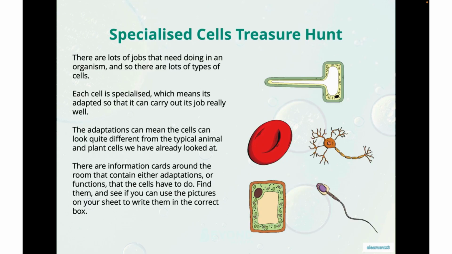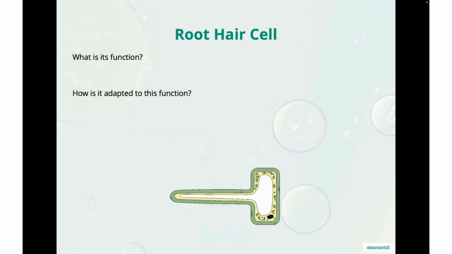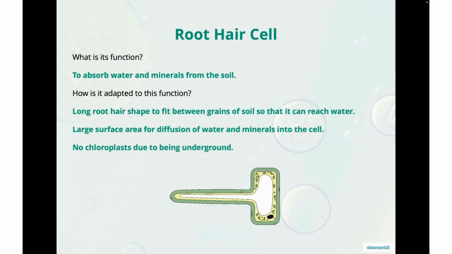Specialized cells treasure hunt. What is the function? So, root hair cell: it absorbs water and minerals from the soil. Long hair shape to fit between grains of soil so that it can reach water. Large surface area for diffusion of water and minerals into the cell. No chloroplasts due to being underground.